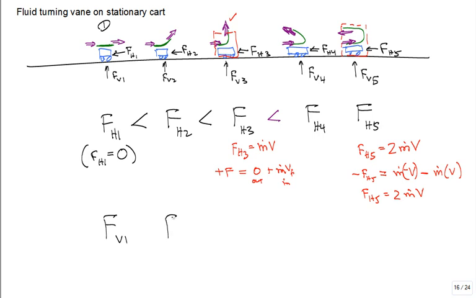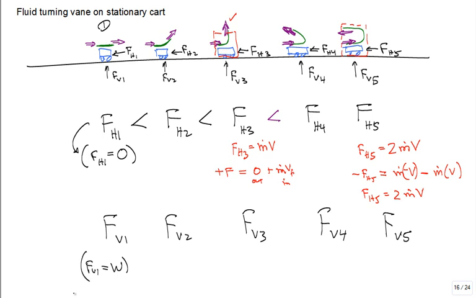FV1, FV2, FV3, FV4, FV5. These are the vertical forces. Professor, does the cart have weight? Yes, it does. Can you tell me what FV1 has to be? It's W, because it has weight. It has weight, W. Okay, so this is equal to weight. Just like the first case, we said, oh yeah, FH1 is 0, FV1 is equal to the weight of the cart.